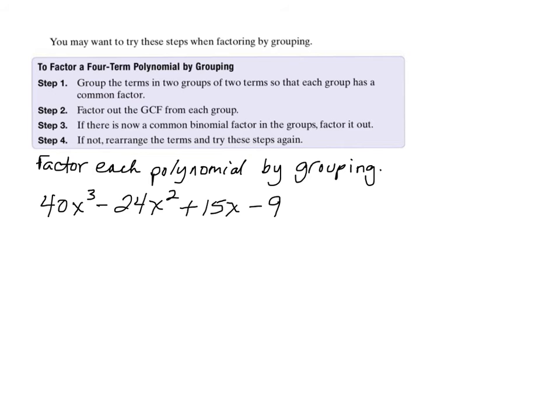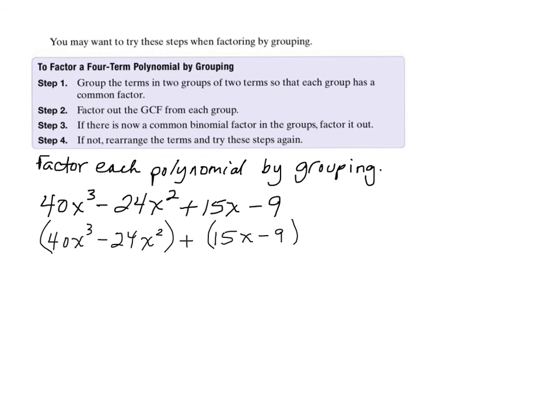40x cubed minus 24x squared plus 15x minus 9. Well, the way it is, I say we can group them the way they are. 40x to the third minus 24x squared, because I'm seeing an 8 as a factor there and an x squared, plus 15x minus 9. So I'm going to group them the way they are and see if we can complete the factoring by grouping.